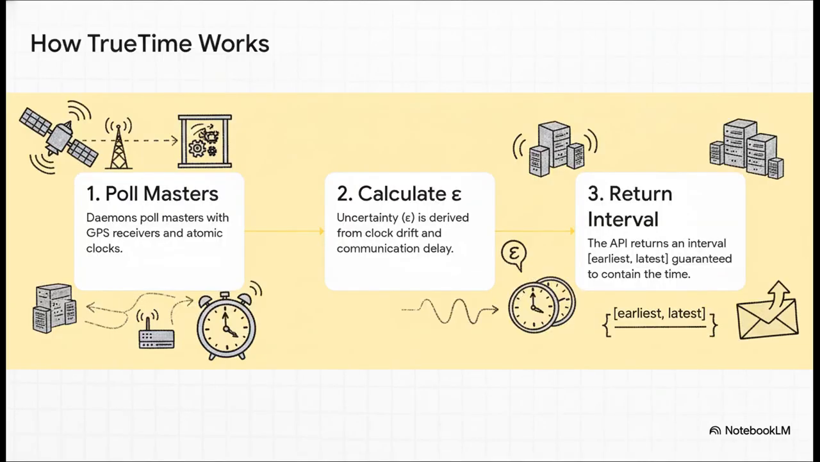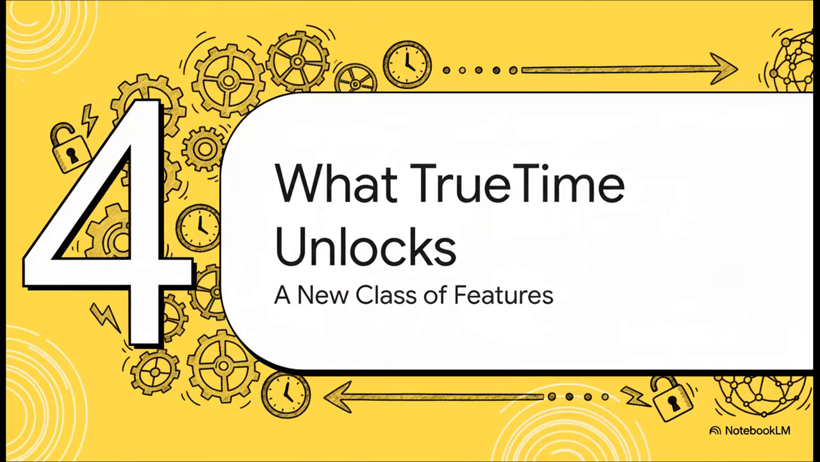And how does it get this incredible precision? Well, it's pretty wild. They use a mix of GPS receivers and actual atomic clocks in their data centers. Servers are constantly checking in with these time masters to stay in sync. Then the system does the math. It calculates its own uncertainty based on things like how long it takes for the signal to travel or just the natural tiny drift of computer clocks, and that's how it spits out that guaranteed time interval from this time to that time. So once you can actually trust time, like really trust it, Spanner can suddenly do things that were just considered impossible for a database this big. It just unlocks a whole new level of features.